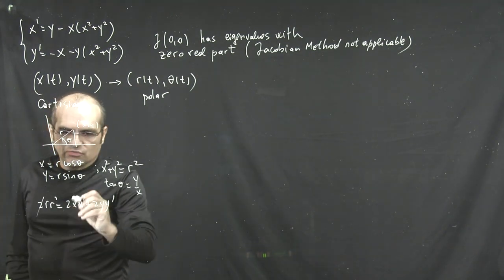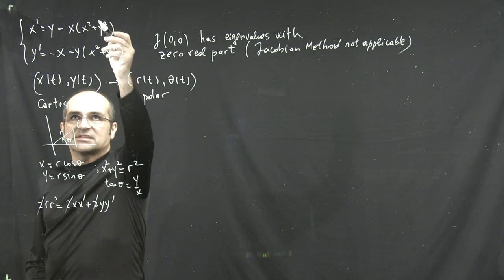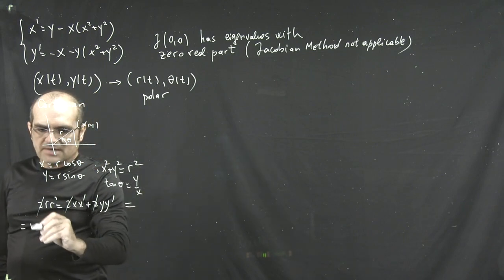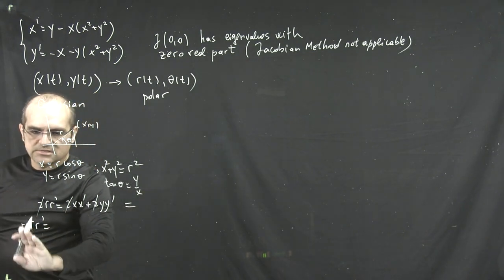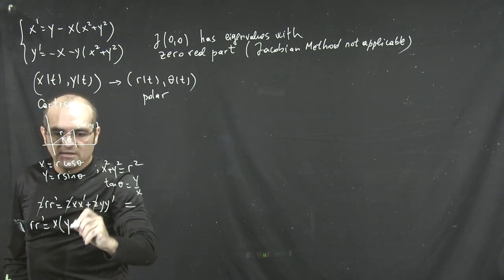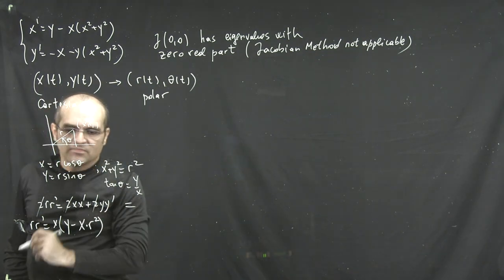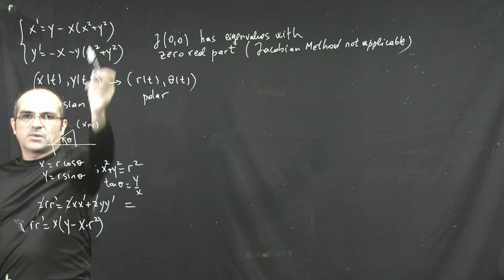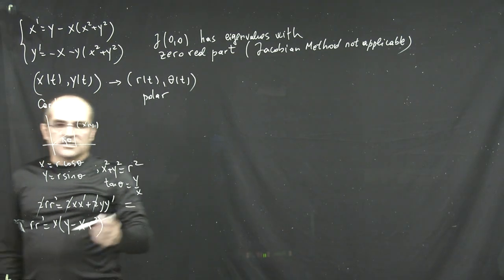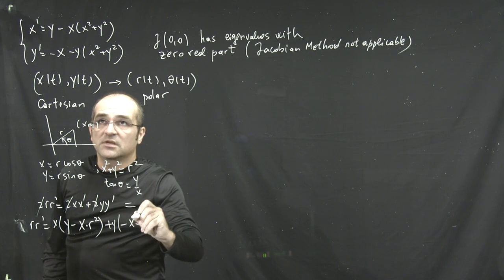So you could divide by 2, and let's replace x prime and y prime with the respective right hand sides of the system. So we have r times r prime equals x times, so instead of x prime, we write y minus x times r squared. Notice, to save some time, I'm going to replace x squared plus y squared by r squared right away. And then plus y times y prime, which is minus x minus y times r squared.